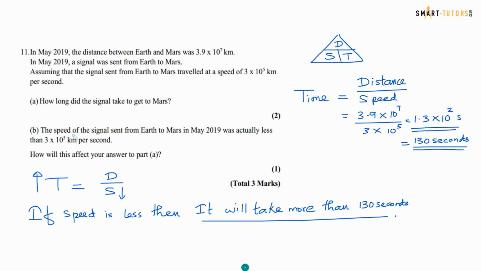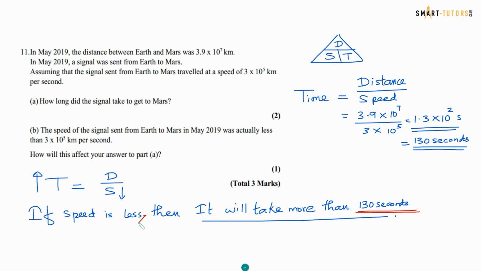Right. Now the next question: the speed of the signal sent from the Earth to the Mars in 2019 was actually less than 3 times 10 to the power 5 km per second. So the speed is less than the actual. In the equation, if the denominator is less, the answer will be more. So when the speed goes down, the time gets more. So if speed is less, then it will take more time than 130 seconds in part A.